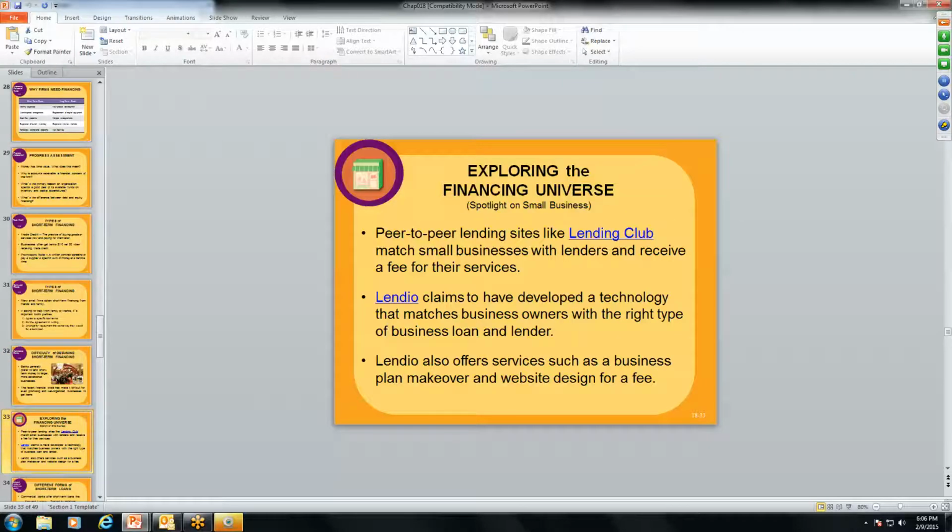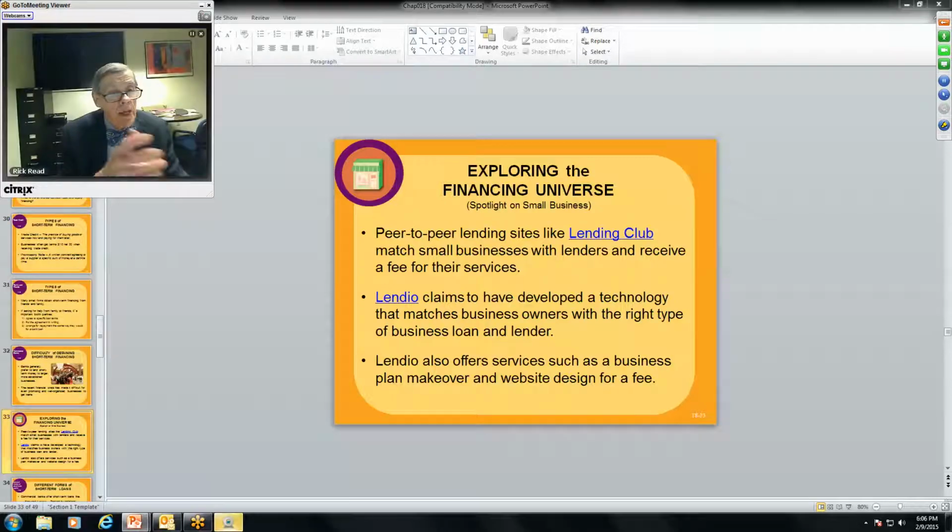You can look through different ways to get loans if you're a small business. Here are a couple of websites that are mentioned here: Lending Club, Lendio, and obviously there's some money that has to be exchanged here. Nothing's going to be gotten free. There is no such thing as a free lunch. Never was, never will be. But these are ways to look around for them. Keeps you out of going through venture capitalists.